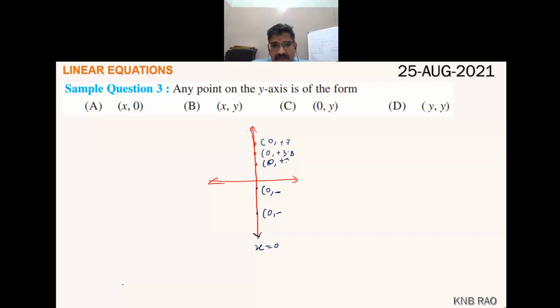So remember, the generalized form of any point lying on the y-axis will be 0 comma y, or 0 comma any variable of your choice. You can take m or k or something, but 0 is its x coordinate. So the generalized form of any point lying on the y-axis will be of the form 0 comma y. C is the right answer. Have you understood this question and the solution, children? Yes. Now from question number 1 onwards I'll conduct polling.